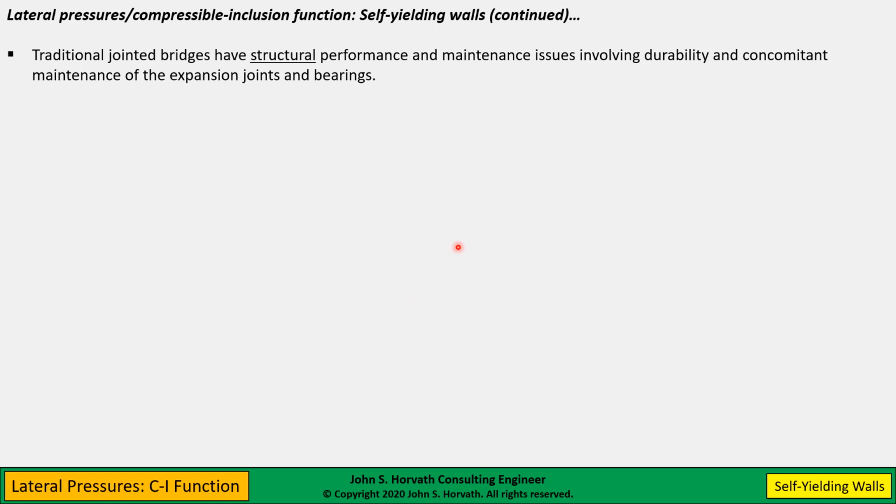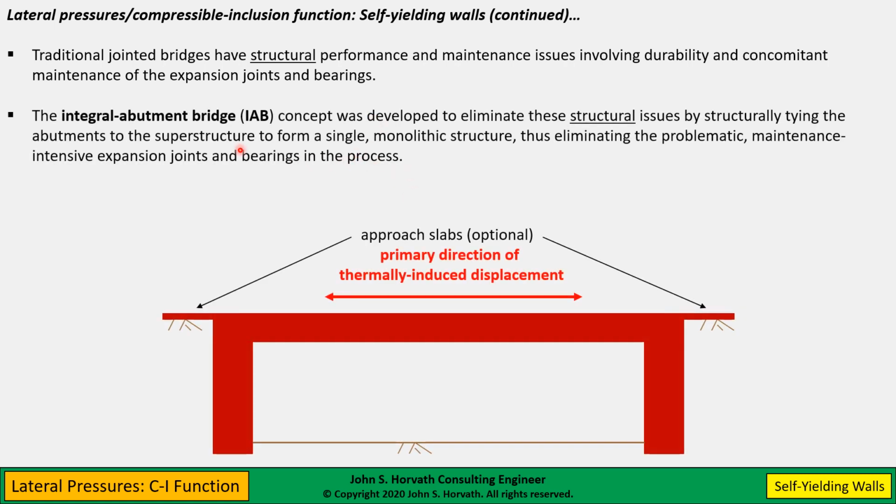Well, as we know, there are structural issues, both performance and maintenance, with durability and required maintenance of these expansion joints and bearings. I mean, expansion joints in particular take a lot of beating because of the vehicle tire impact. And so these are relatively high maintenance items for the traditional jointed bridge. So the integral abutment bridge concept is clever. It was developed to eliminate these structural issues by structurally tying the bridge deck or superstructure to the abutments.